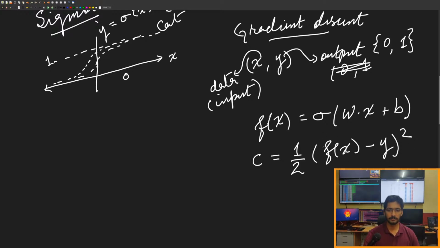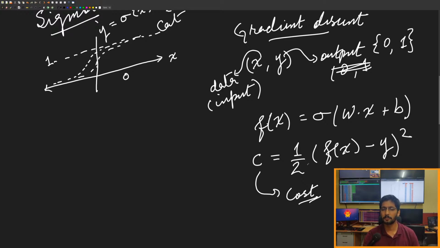So the larger this value is, the worse our neural network is doing. And the smaller this value is, the better this neural network is doing. Okay. So we want to minimize this value. Okay. This value is correctly called the cost function. Okay. And this is called the mean squared cost function because we are using a square.